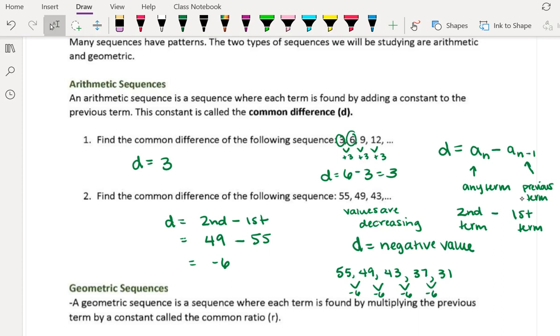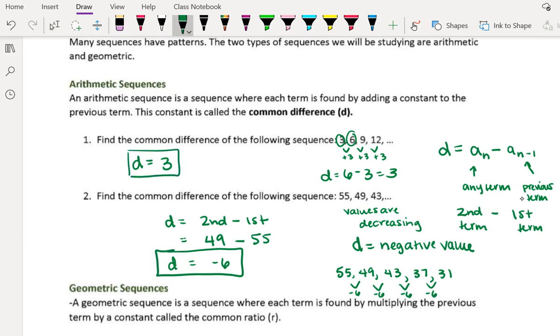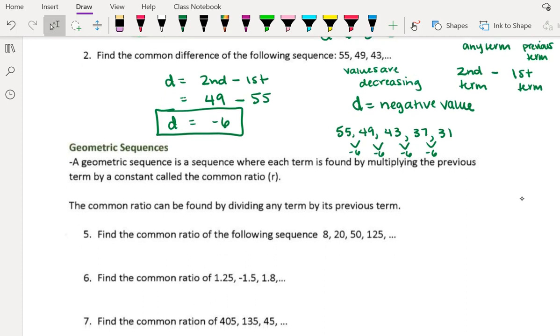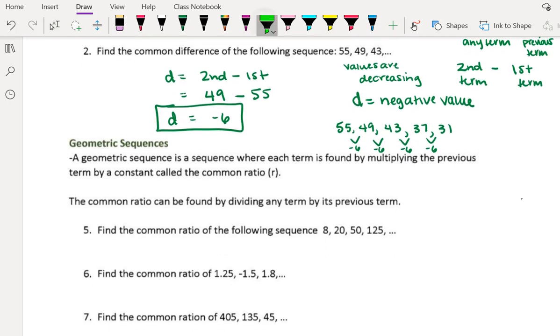Okay, so let's kind of box these up here. So this one had a common difference of a negative 6. Here we had a common difference of a positive 3. Those are arithmetic sequences. We are adding a constant. So that is important. When I have an arithmetic sequence, we are adding a constant, and that constant can be positive or negative.